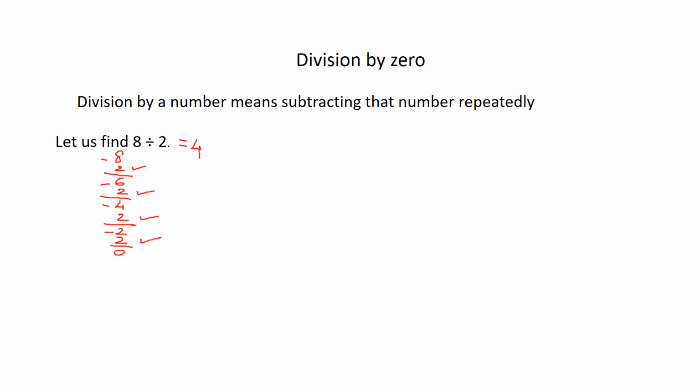Until you get 0, you divide. This is continuous subtraction. That is division. Continuous subtraction is division. So, you get 8 divided by 2 equal to 4. Isn't it? Now, if we are doing division by 0.